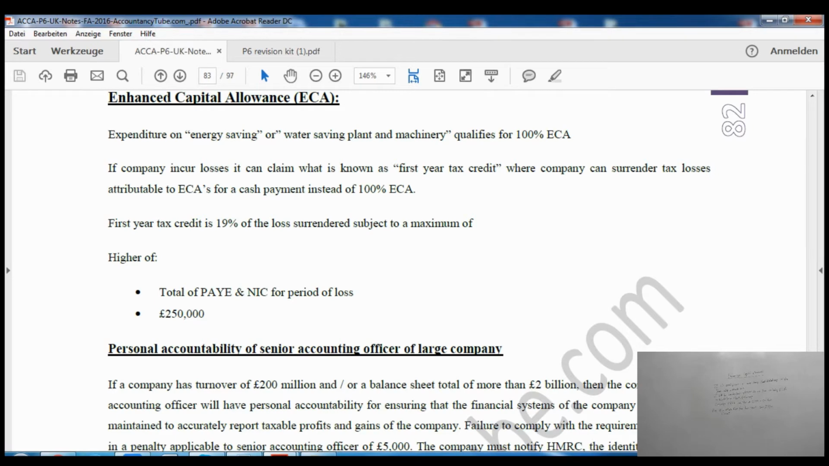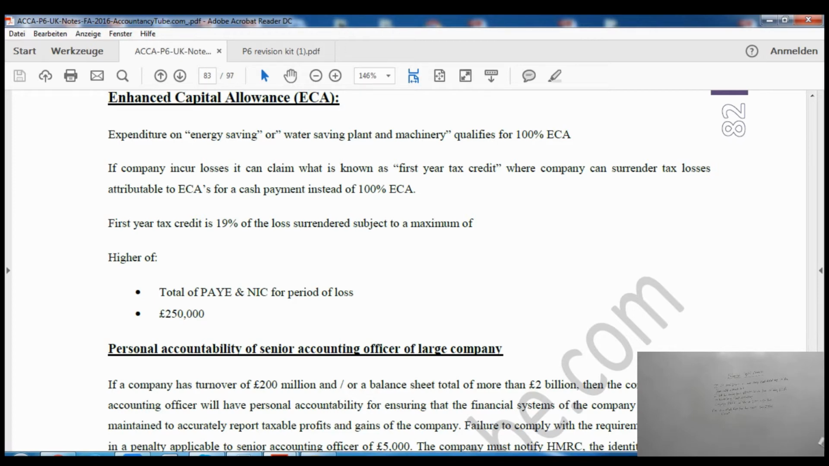However, I will read it from the board and you will read from your notebooks. So, enhanced capital allowances: Z Limited spends £100,000 on water saving plant and machinery in the year ended 31st March 2017. So they spend £100,000 on water saving plant and machinery.